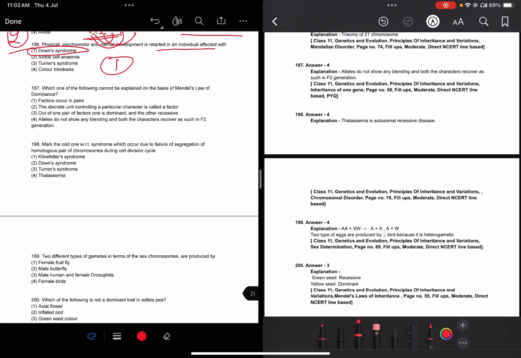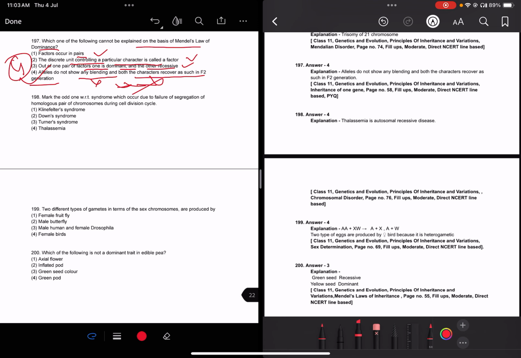197. Which of the following cannot be explained on the basis of Mendel's law of dominance? Factors occur in pairs. We can express that a discrete unit controlling a particular character is called a factor. Mendel called it a factor. Now we call it a gene. Out of a pair of factors, one is dominant and the other is recessive. Alleles do not show any blending and both characters recover as such in the F2 generation. This is the law of segregation given by Mendel. This is the opposite of them.